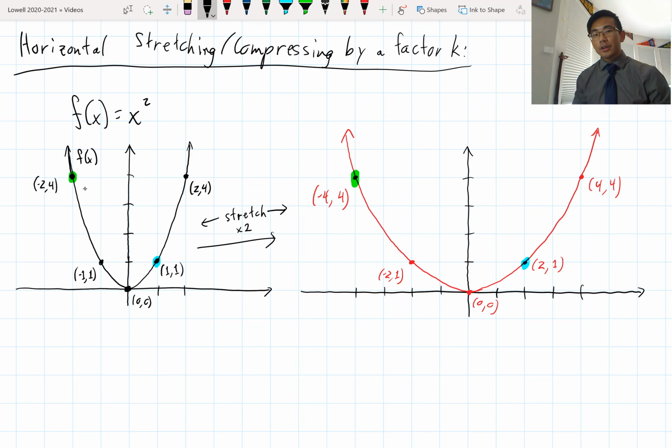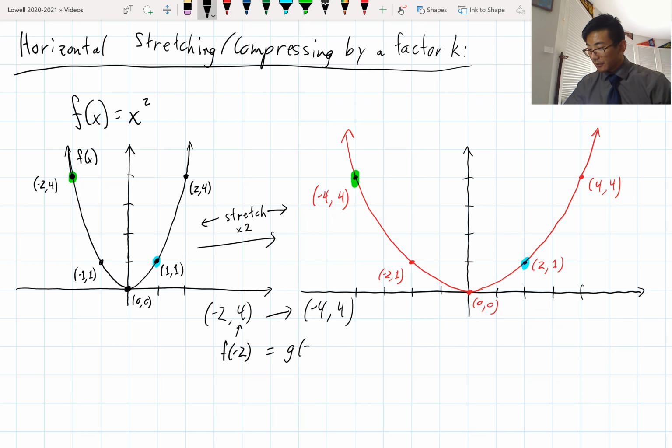So still -2, 4 becomes -4, 4. So I'm actually going to write that here. -2, 4 turns into -4, 4. And if I want to write it as f and g, because that's eventually where we're going, like we have been, this would be saying that -2, let's just actually write it this way, because this 4 is f of -2, and that stays the same now for g of -4. Keep that in mind, because again, the y values don't change here, only the x values change. Just like we did for the horizontal shifting.